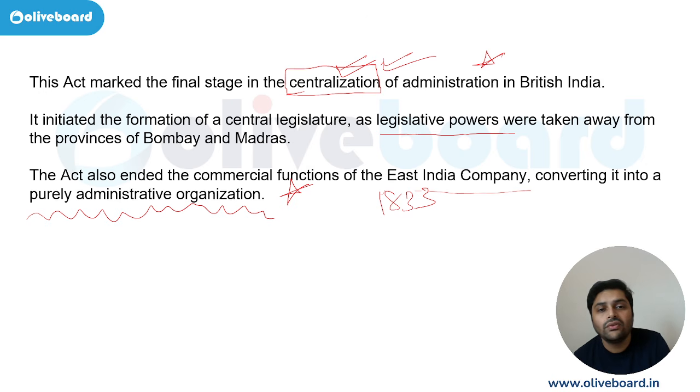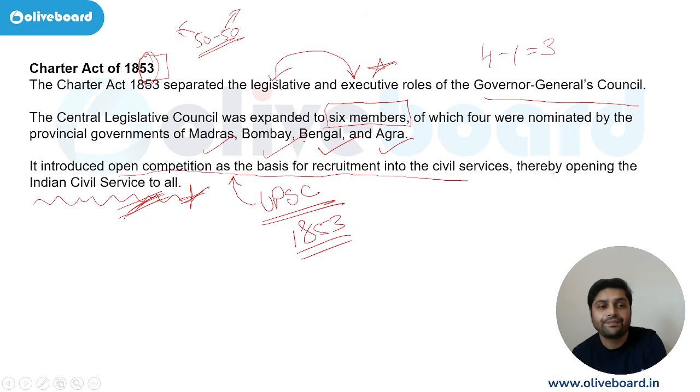Next, this act was also the last act for centralization of administration. It also initiated the formation of a central legislature, as legislative powers were taken away from the provinces of Bombay and Madras. Okay, very important: it ended the commercial functions of the East India Company.